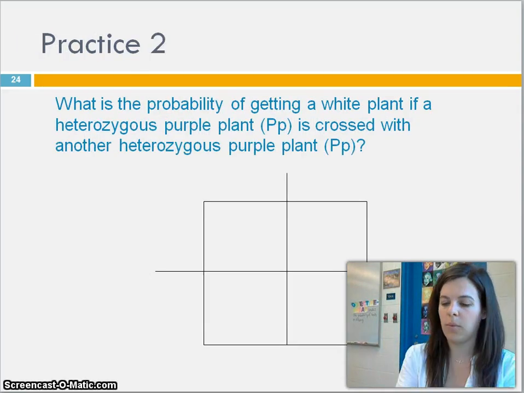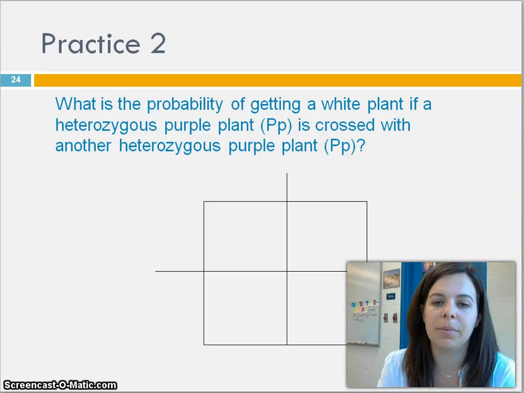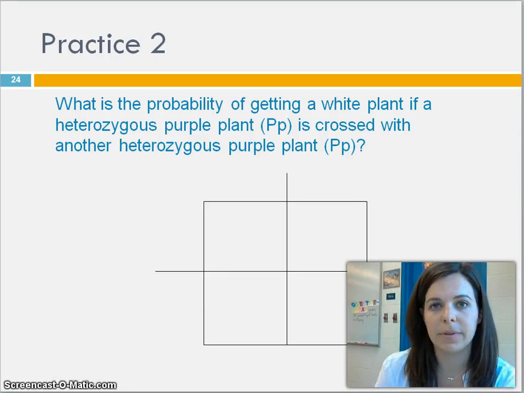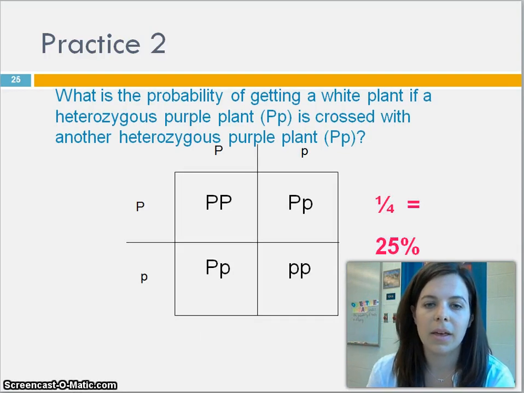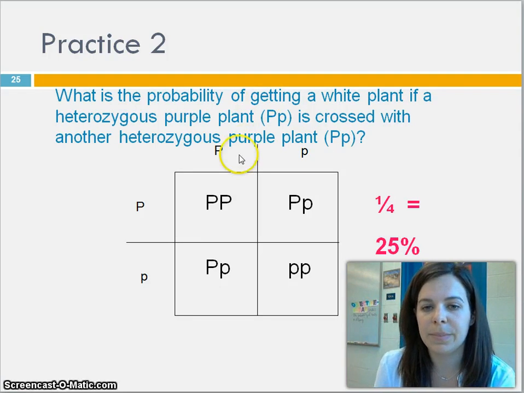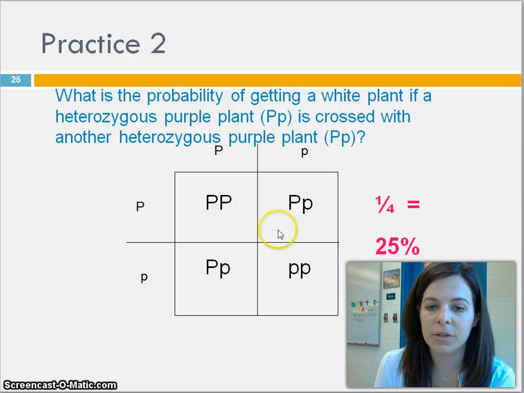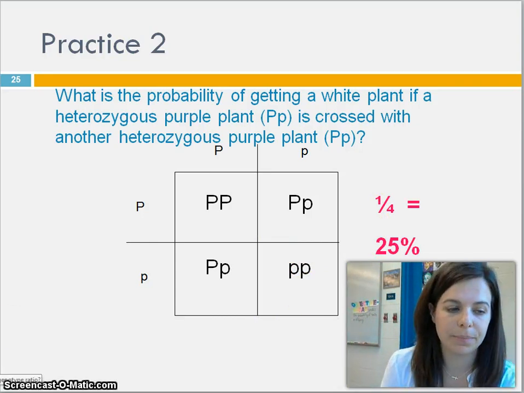What is the probability of getting a white plant if a heterozygous purple plant is crossed with another heterozygous purple plant? So please pause the video and try to figure it out on your own, and then press play when you're ready. So we split up our gametes, and we have an offspring with 2 dominant alleles, 2 offspring that are heterozygous, and then an offspring with 2 recessive alleles. And so the white plant, only this offspring would be white. And so we have 1 out of 4 chances, and so that would be a 25% probability of getting a white plant.